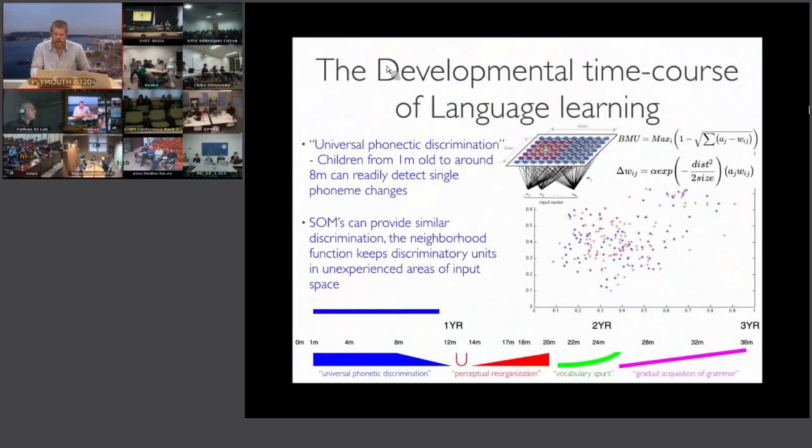So how on earth can that give you this kind of behavior and go through these developmental transitions? Well, in the first step, we have this universal phonetic discrimination. Now, self-organizing maps are good at providing discrimination. They're also good at providing discrimination over things that they have not yet seen. So this explains why a child can possibly, or why the model at least, will be able to discriminate non-native language phonemes. So that's our starting point.